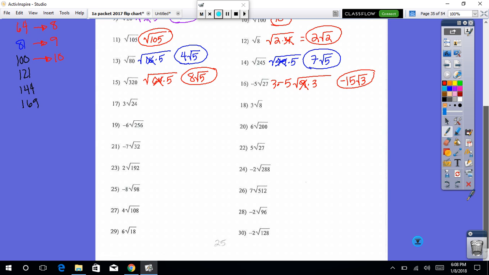Okay, so y'all take the rest of today to work through the rest of these problems right here. Just page 25, just the 17 through 30, and then I will go over the rest of those with you tomorrow.